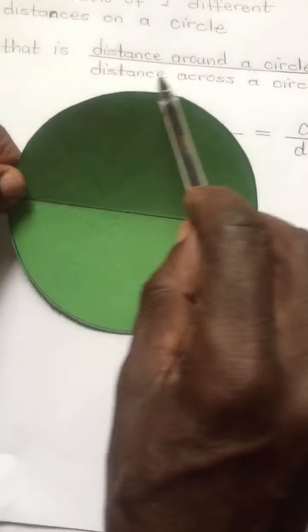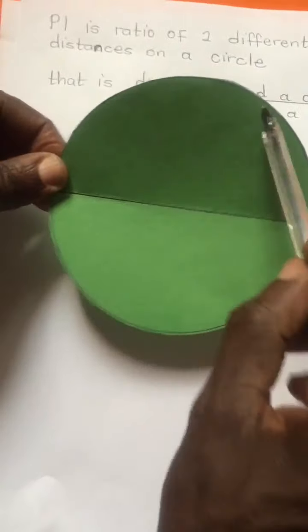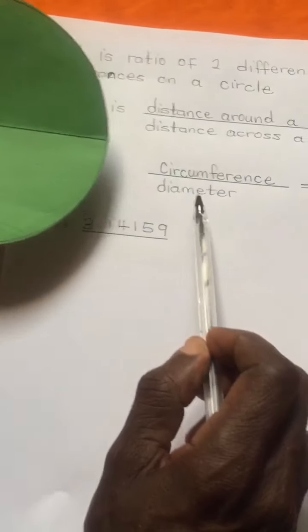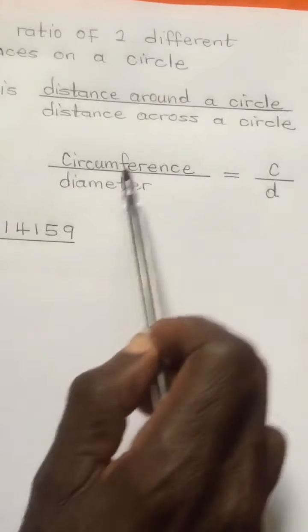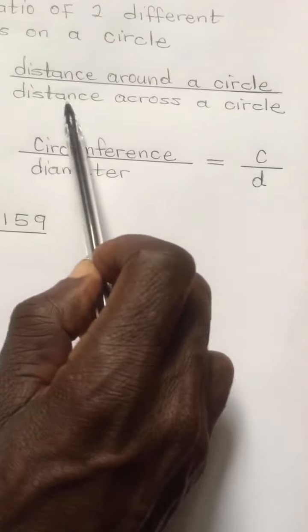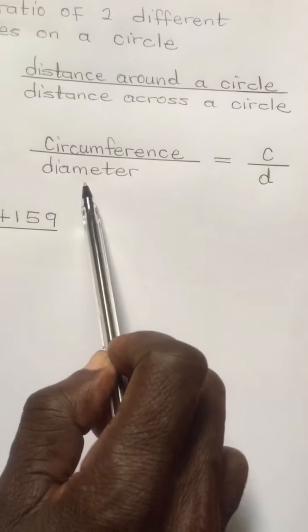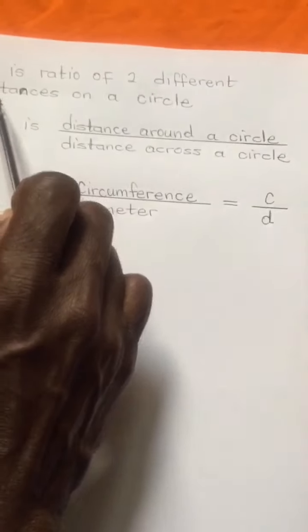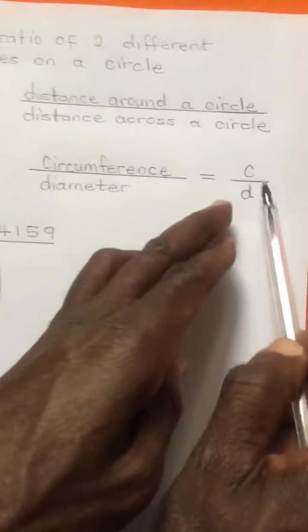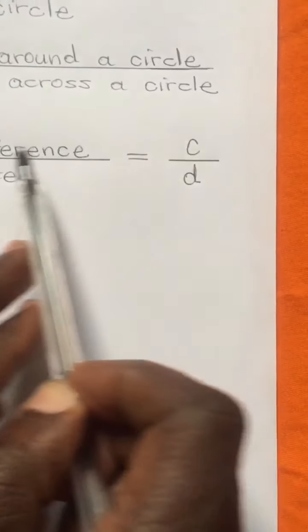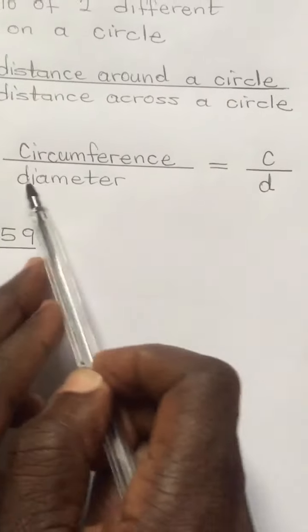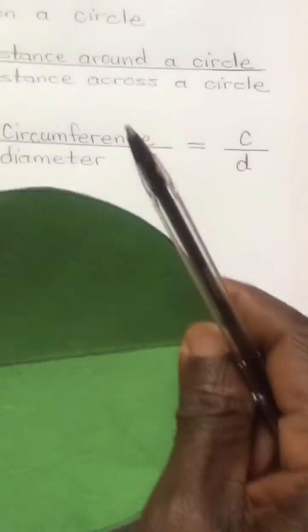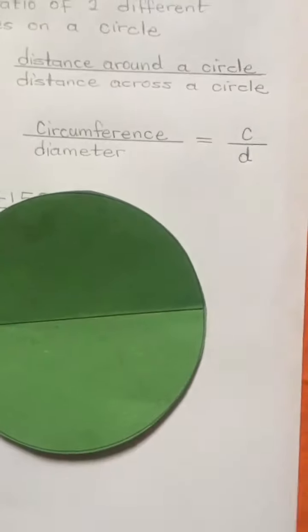There is one around. The one around is called the circumference. Then across is called the diameter. So if you talk about the distance around a circle, it is the circumference. The distance across a circle is the diameter. So when we talk about pi, we are simply saying a ratio of C for circumference to D for diameter. This is what it is to say pi.